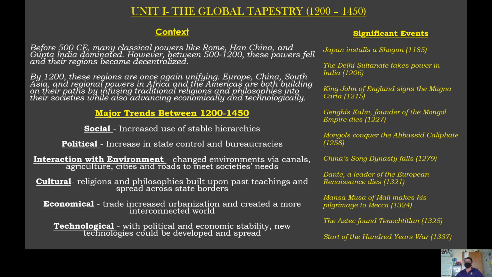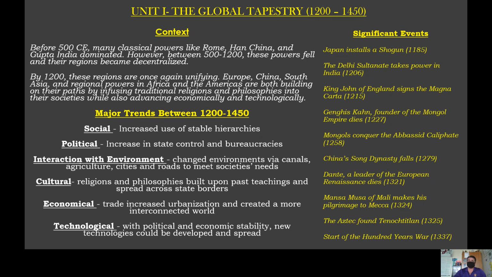Especially those three religions, they all proselytize. They want to get more and more followers. When they go to these new territories, they just inevitably embrace some of the local characteristics. We call that syncretism, when beliefs kind of come together to form something at least a little bit new. As far as economy, it's all about trade. Trade increased urbanization. It created a much more interconnected world than you'd ever seen.